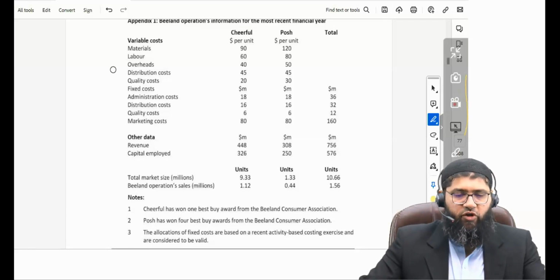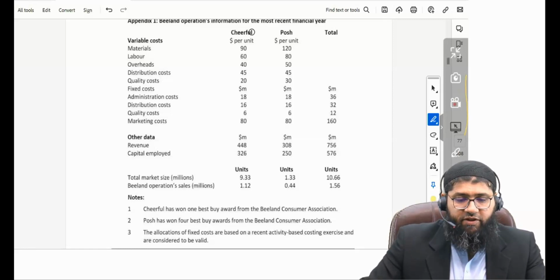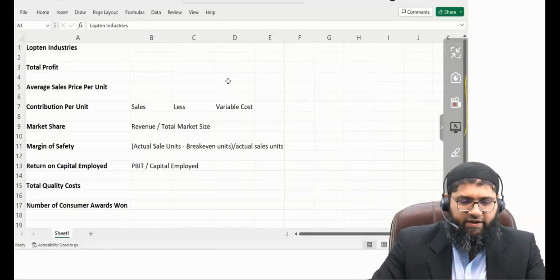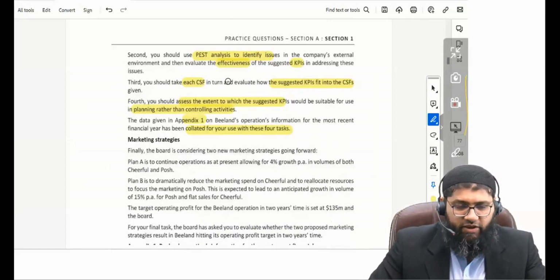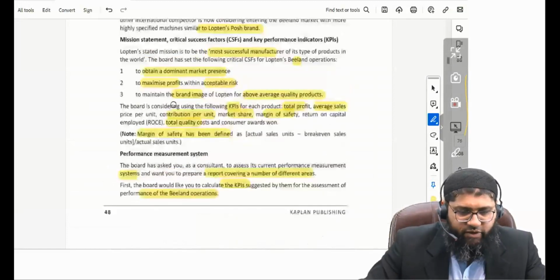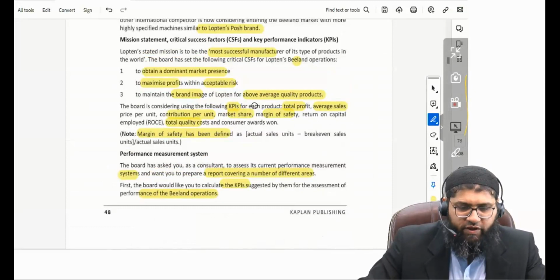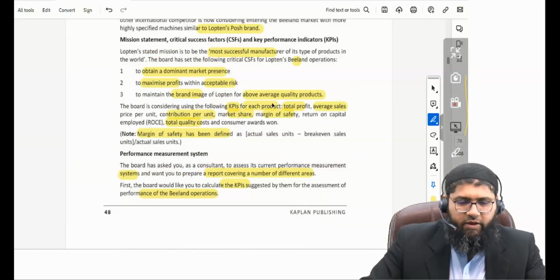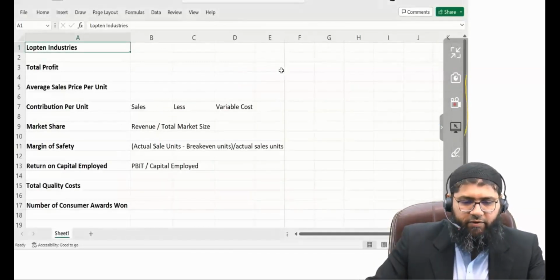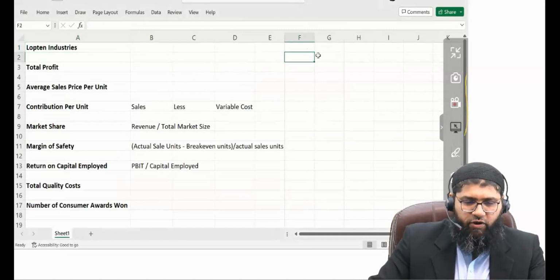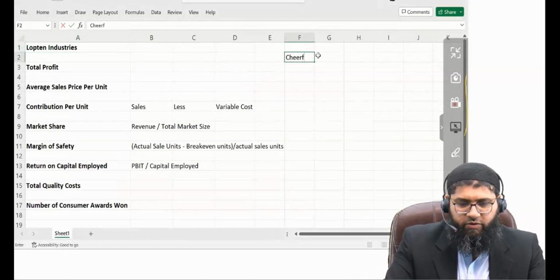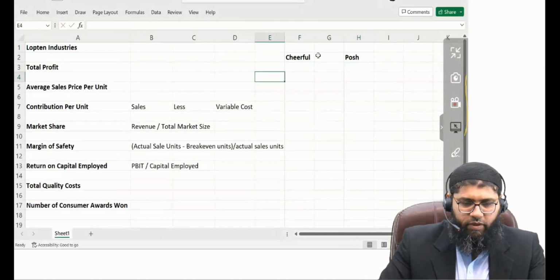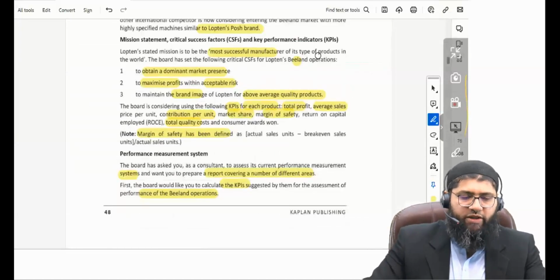Okay, let's talk. With respect to Cheerful, one thing I want to see is whether he wants this calculation for every single product. The board is considering using the following KPIs for each product. So you have to do it for each of the products, for Cheerful and for Posh. Now let's try to understand this.